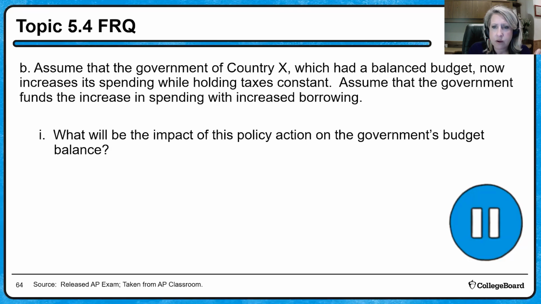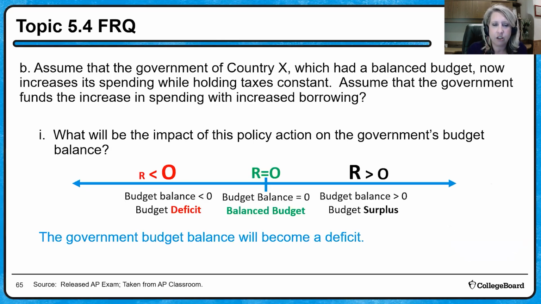All right, so when you read that question carefully, it said the government had a balanced budget, increases spending while holding taxes constant. Outlays are getting bigger, revenue's not changing. What's going to be the impact of this policy action on the government's budget balance? I know you got it. I know you figured out that the government budget balance will become a deficit. You don't want to say moving towards a deficit here, because if you're at a zero budget balance to begin with, you're going to be in a deficit if spending goes up and revenue doesn't change.